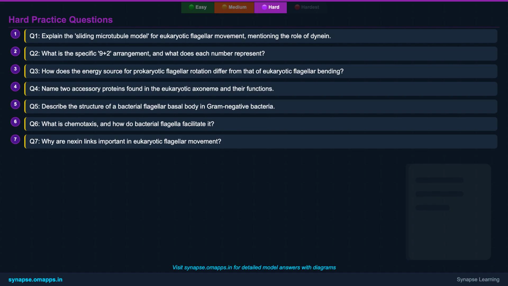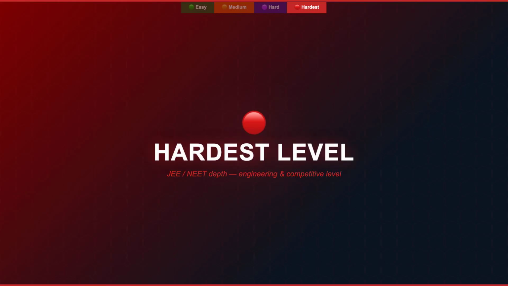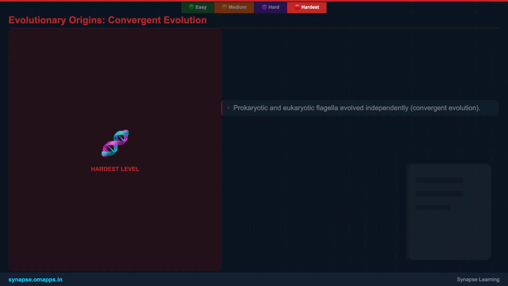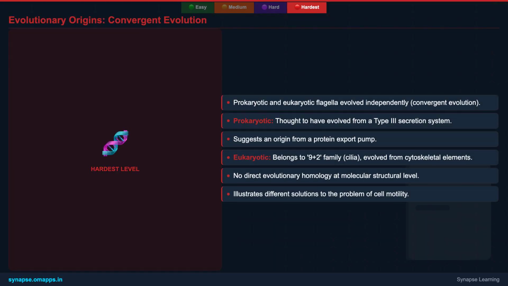Good luck! Welcome to the hardest level, where we'll delve into the cutting-edge aspects of flagella. We'll explore their evolutionary history, intricate assembly processes, clinical relevance, and even their potential in biotechnology. Prepare for some advanced insights. The evolutionary story of flagella is a fascinating tale of convergent evolution.